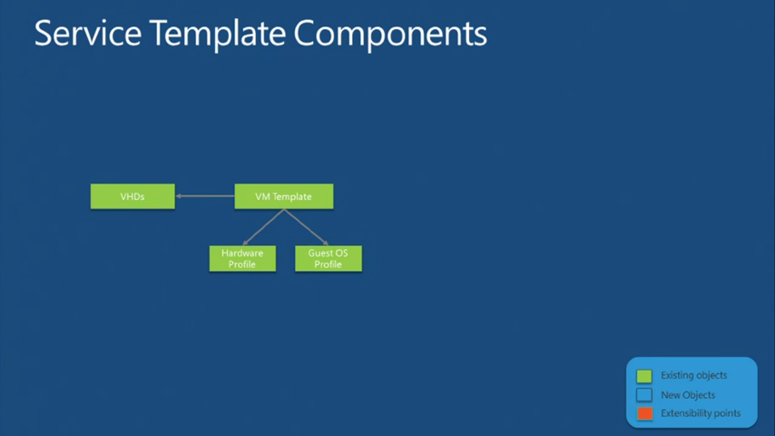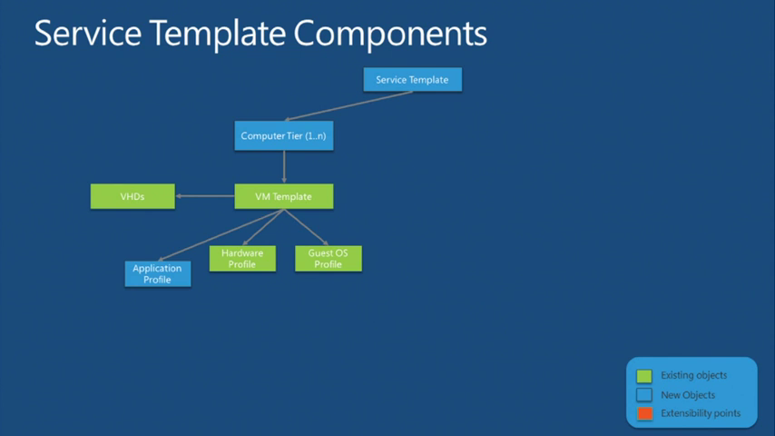So the new objects we've introduced in VMM 2012 are first a computer tier template, which really is just a VM template, although it has a few additional properties like what's the minimum instance count and maximum instance count for that tier, is it a scale out tier, and so forth. That computer tier template is wrapped in a service template. And we added a new type of profile called an app profile. And an app profile can have one or more application deployments.